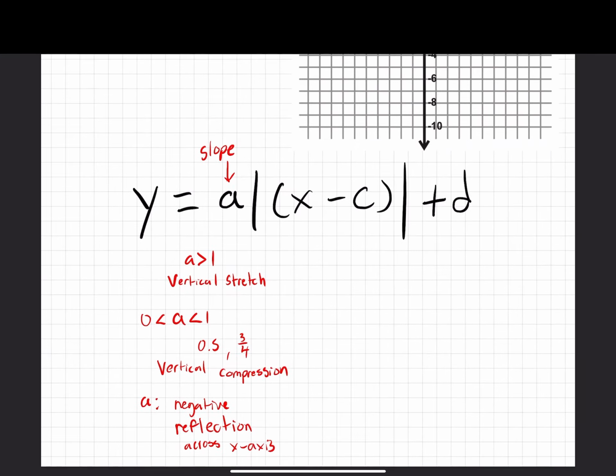Whereas we have C and D a little bit more straightforward than A, in that D, the easiest transformation, I would say, out of the equation, just moves the graph up and down. And it means exactly what it says. If I add some value d, I'm moving up. If I'm subtracting some value d, I'm moving down.